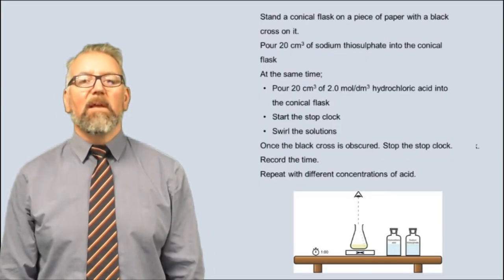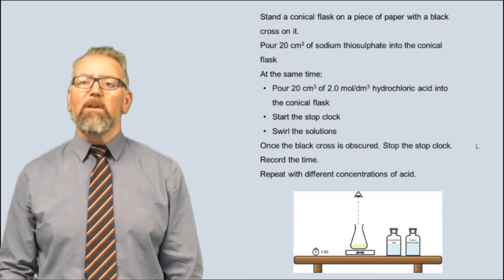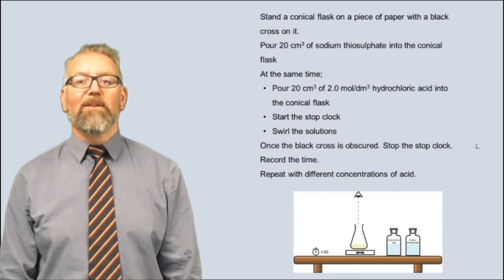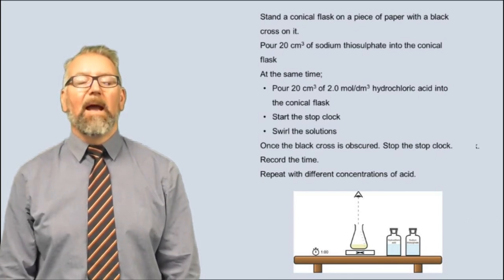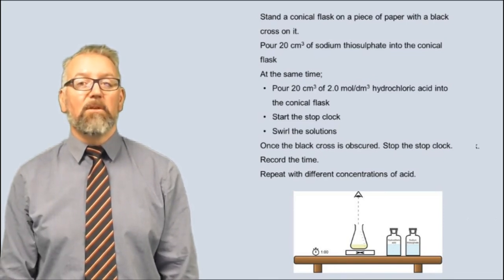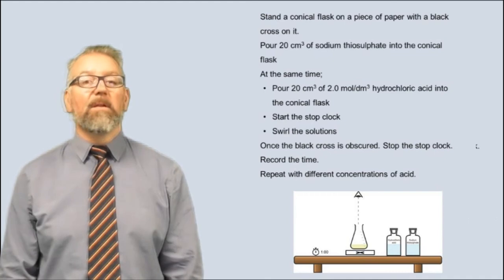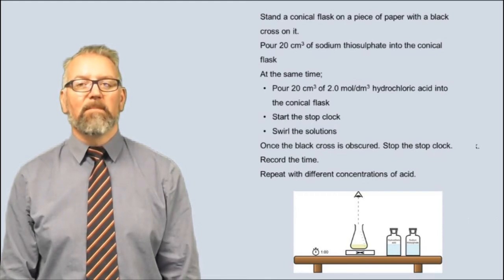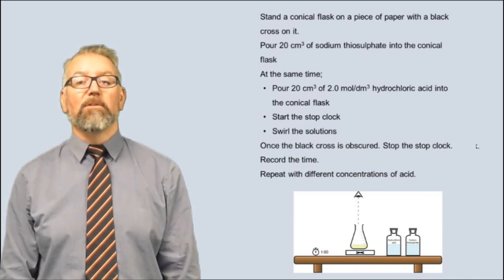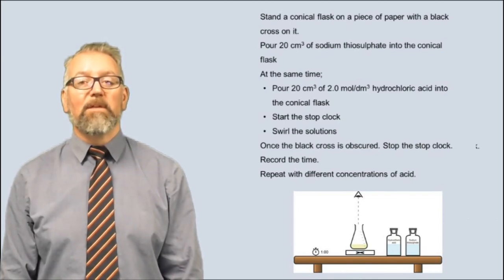Let's have a look at some of the exam skills that we're going to need. We need to know the method. Let's look at our first experiment. We want to stand the conical flask on a piece of paper with the cross on it. We want to pour 20 centimetre cubed of sodium thiosulfate into our conical flask. At the same time, we need to pour 20 centimetre cubed of our 2.0 moles per decimetre cubed hydrochloric acid into the conical flask. We want to start our stop clock and give our conical flask a quick swirl. We will stop the stop clock when we can no longer see the cross through our solution. Then we need to repeat the whole experiment using different concentrations of acid.